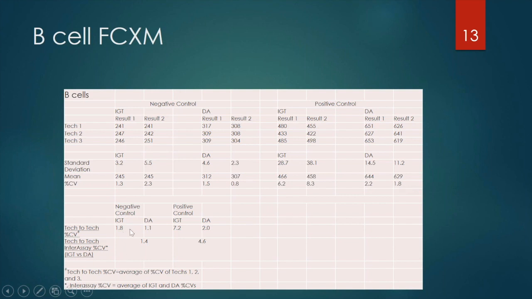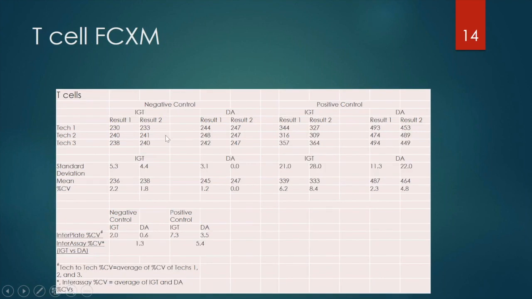So for tech-to-tech variability, the negative control percent CV is 1.8 and 1.1 for IGT and DSL, and the positive control is 7.2 and 2. And in the inter-assay between the IGT and the DSL, I would take an average of this, and it would be 1.4 and 4.6. So as you could see, these are the B-cell results, and now I'll show you the T-cell results. If we go straight to positive control, because negative control values are still the same, see here, they're so close, they're identical.